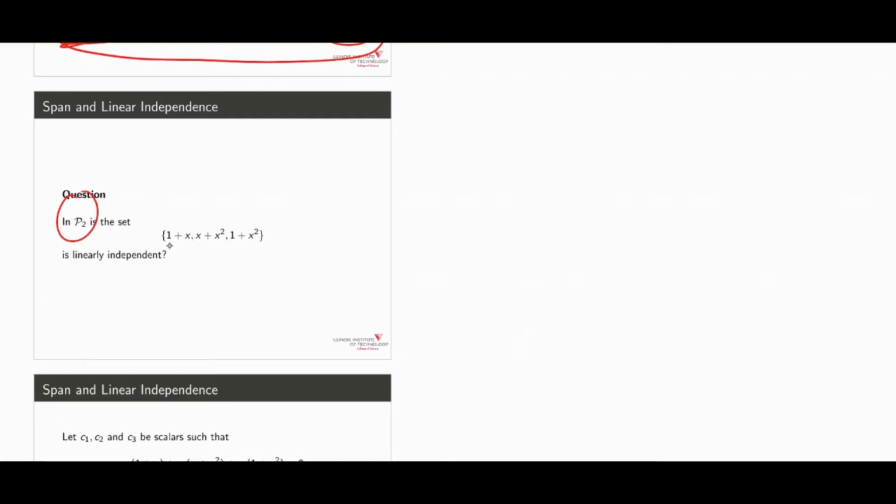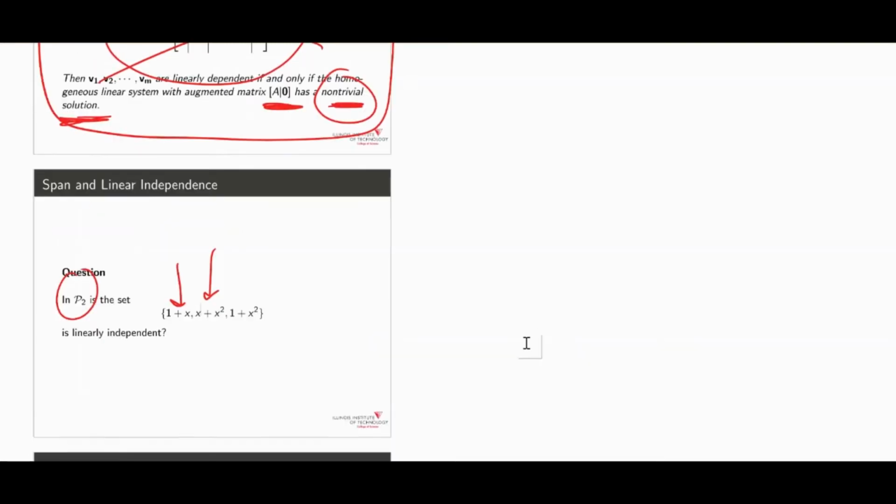So we have 3 vectors right here. One of them is 1 plus x. Another one is x plus x squared. And then another one right here is 1 plus x squared. So the question is: are these 3 vectors independent or are they dependent? Take a look at this problem, and we'll see you later.